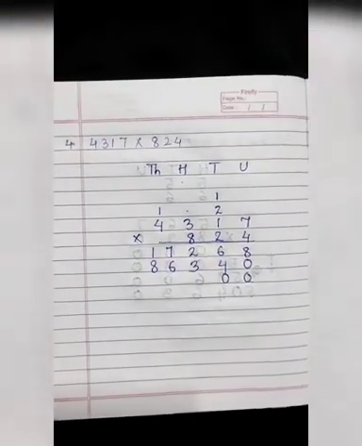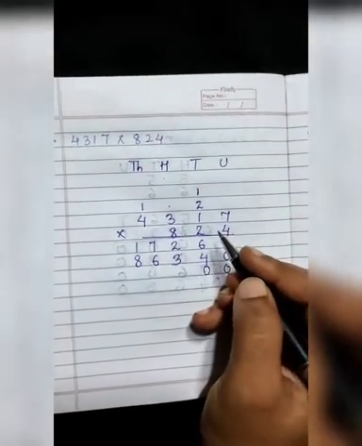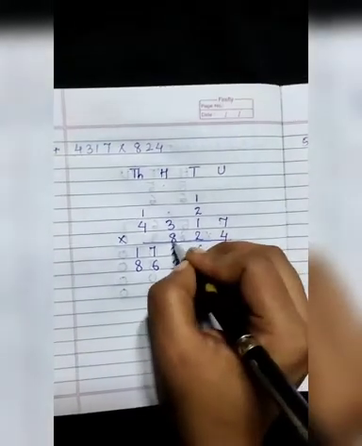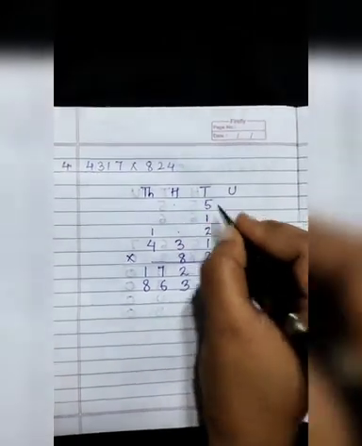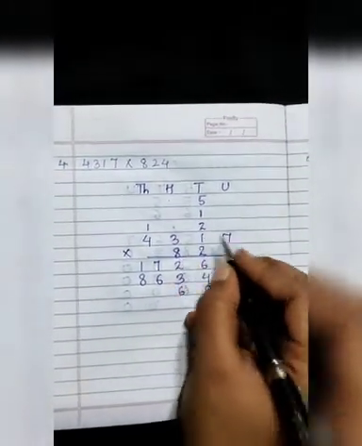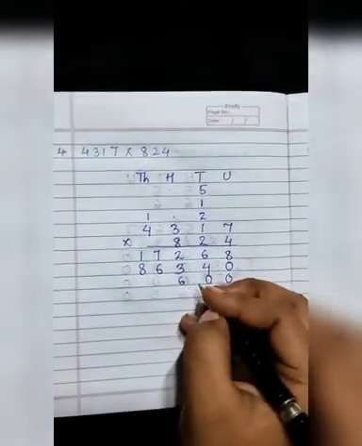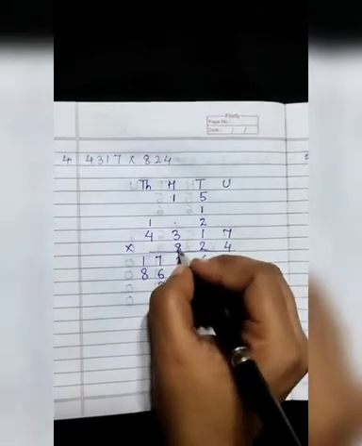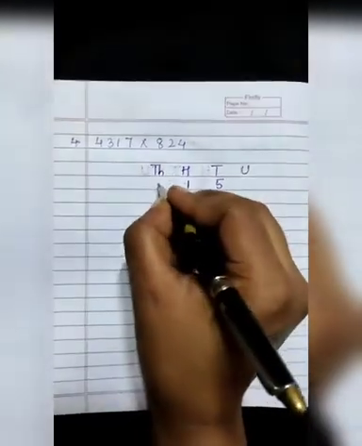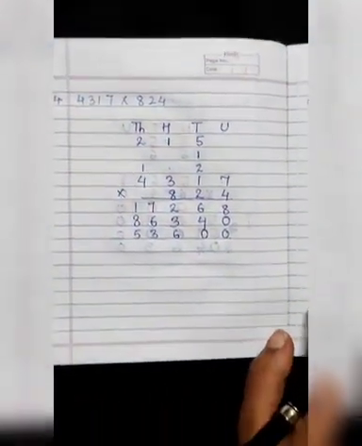Now 8 multiplied by 7. How much will it be? 56. So 8 sevens are 56. So 5 we will write here and 6 we will write down. 8 multiplied by 1 will be 8, plus 5 it will be 13. So 1 we will carry here and 3 we are going to write here. 3 eights are how much? 24 and this 1 plus 25. 2 we are writing here and 5 down. 8 fours are how much?